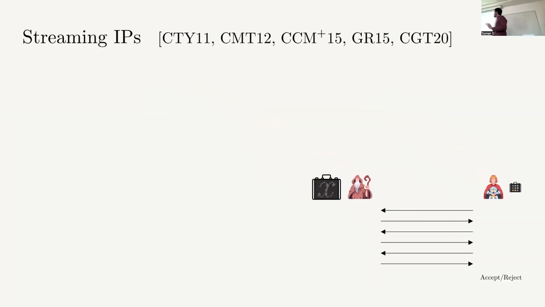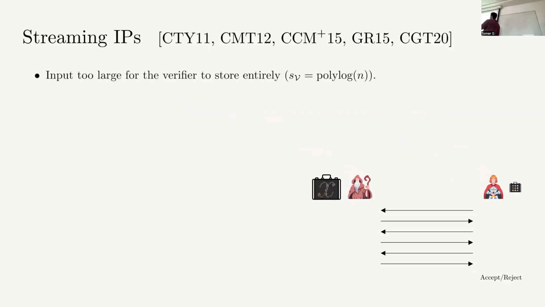Just a little bit more in detail, we assume that the space of the verifier, denoted here by S_V, is much smaller than the input length, polylogarithmic in the input length, which is denoted here by n. We want the messages between the prover and the verifier, the communication complexity, also to be short, so polylogarithmic in n as well, even though sometimes it could be more.